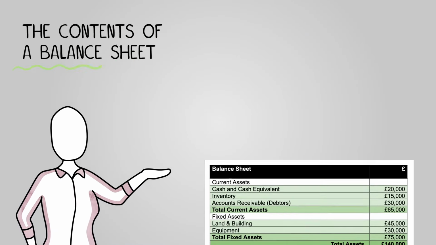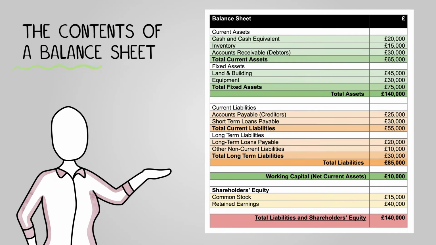Now, let's delve deeper into what makes up a balance sheet. Much like with the profit and loss account, the balance sheet is presented in a table, either as a single list starting with assets followed by liabilities or in separate columns for each. Here are the main components you'll come across. Current assets. These are assets that can be turned into cash at very short or no notice at all.